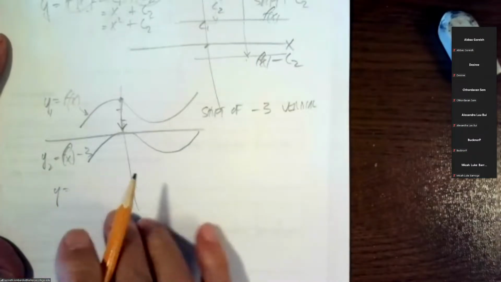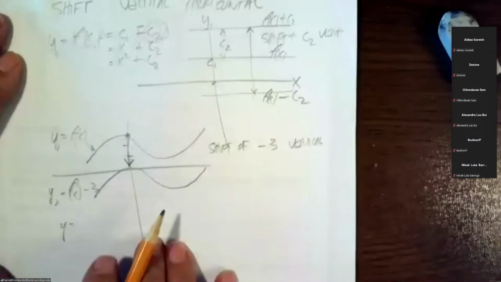Could you move the paper down just a little bit, please? Yeah, down this way. Yeah, thank you.